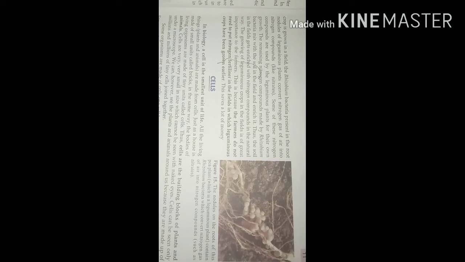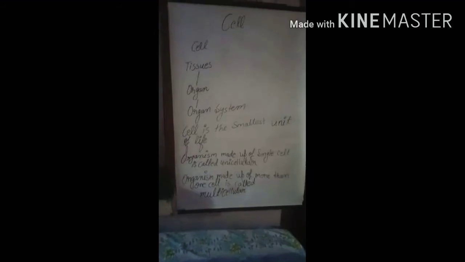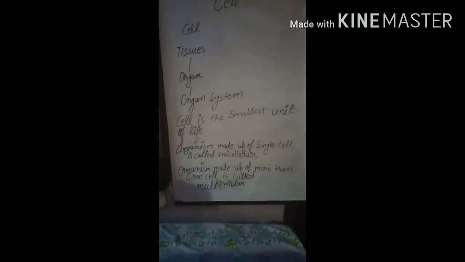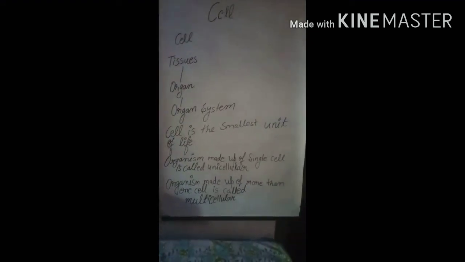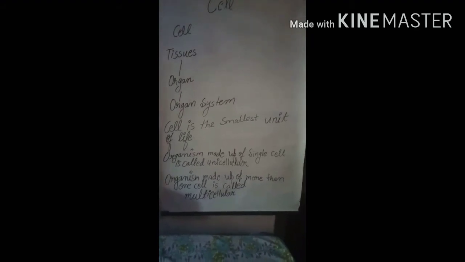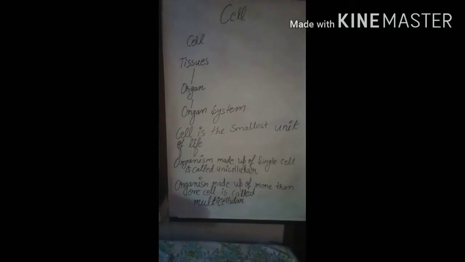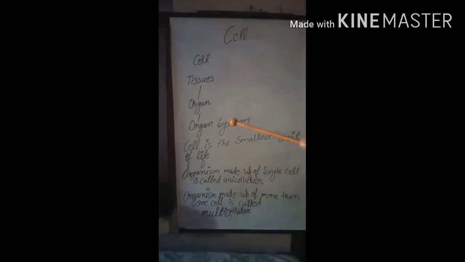Our next topic is cells. What is our next topic? Cell. Before we start from the book, let's have a chart on cell. Cell is the smallest unit of life, and we cannot see the cell with our naked eyes. We can see the cell only under a microscope. Here I have made a table for you.